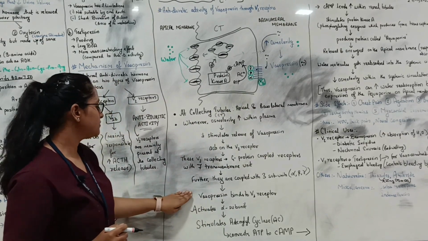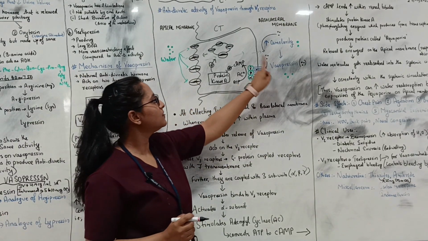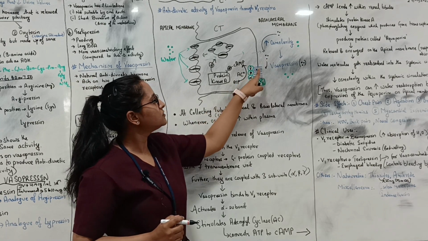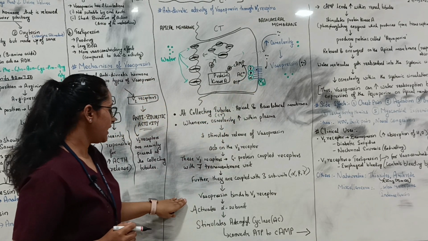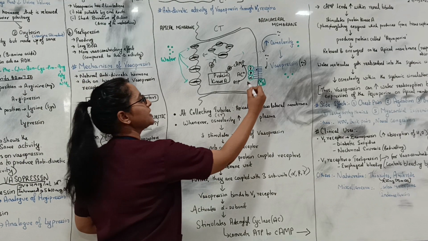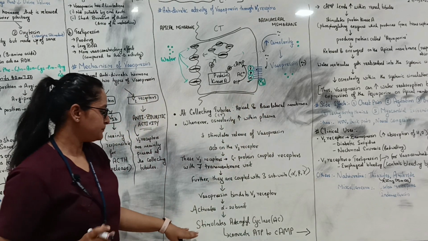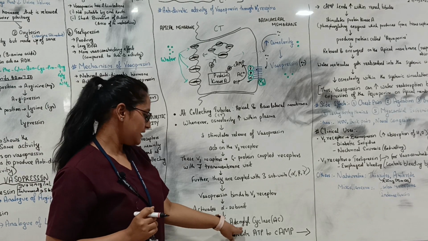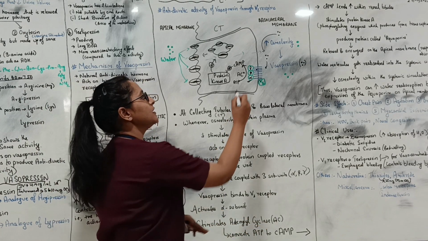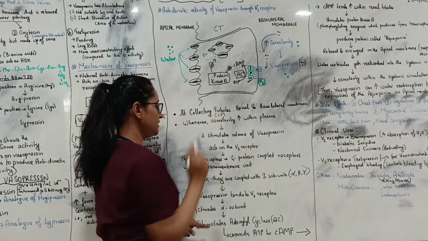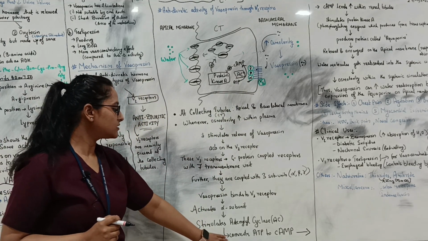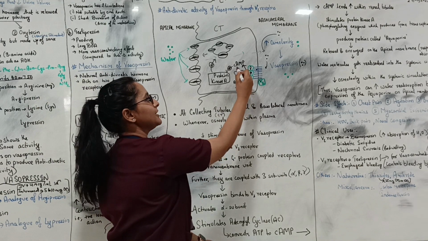As I said, vasopressin will bind to the V2 receptors. Like I have explained, the black dots will bind to the V2 receptors and activate the alpha subunit. After the activation, it will stimulate the adenylyl cyclase, and because of that, it converts ATP to cyclic AMP.